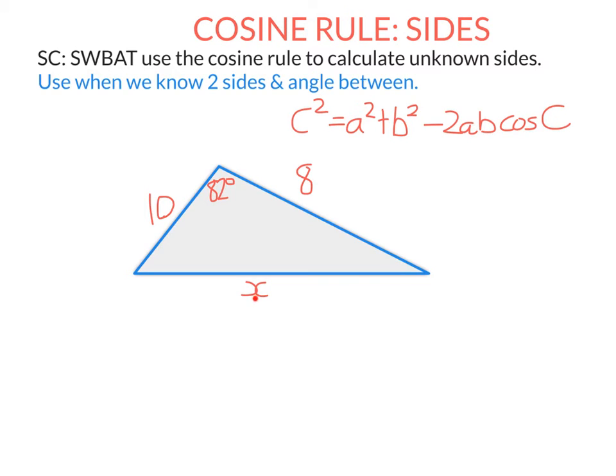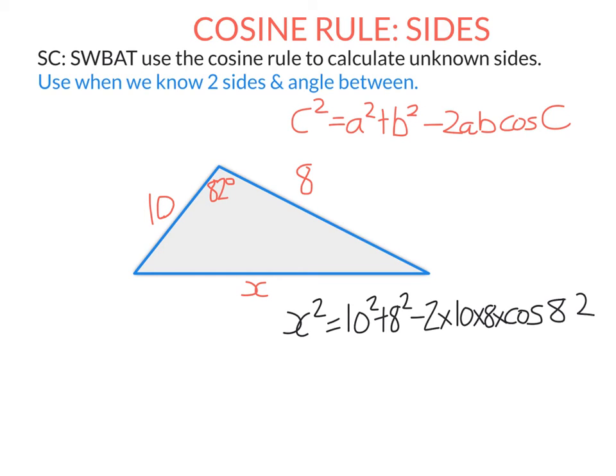Let's find x in this triangle here, which is, again, non-right-angled. So x is like our c, the side we're trying to find. So we would have x squared equals other side squared plus other side squared minus 2 times the product of the other side times cos of the opposite angle. And obviously the angle opposite x is 82 degrees. So once again, we need to make sure our calculator is in degrees mode.